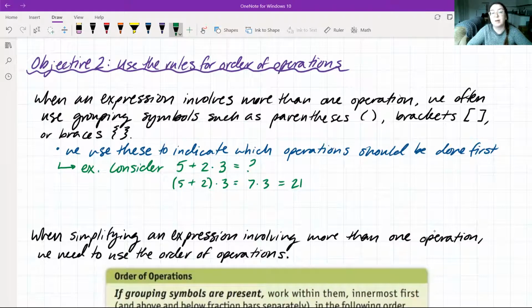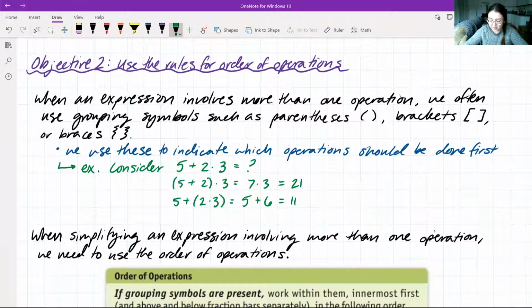Now, let's put our parentheses around 2 times 3. So if we say 5 plus 2 times 3, we want to do whatever's in our parentheses first. So 2 times 3 is going to be 6. And we end up with 5 plus 6, and that answer is going to give us 11. Now, 11 and 21 are not equal to each other. So this just goes to show that wherever you put your parentheses, it's going to be very important, because when we get to order of operations, the first thing we do is whatever is in our parentheses.